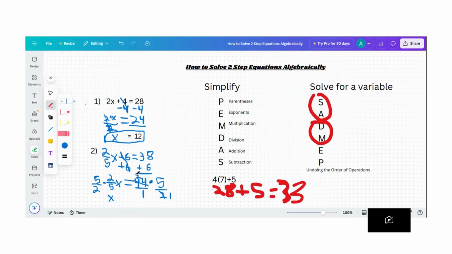simply 22 times 5 would be equal to 110. So simply, x in this equation would be equal to the value of 110.